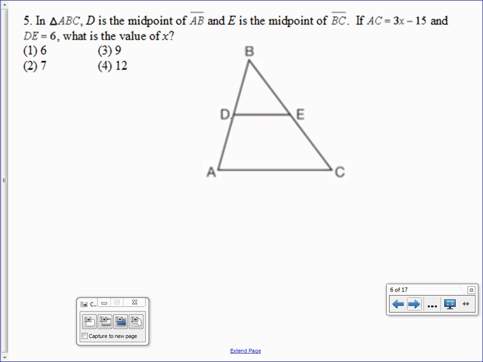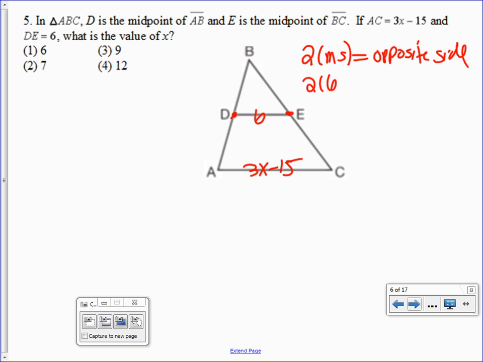5, it says that D is the midpoint, and it says that E is the midpoint. It says that AC is 3x minus 15, and it says that DE is 6. Well, what's special when the midpoints are joined? 2 times the midsegment equals the opposite side. So 2 times 6 must equal 3x minus 15. That only holds true when it's the midpoints that are joined.